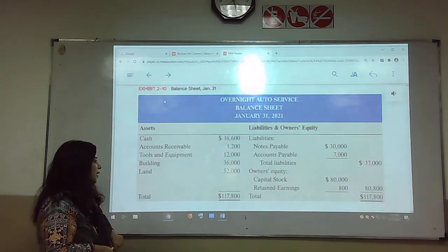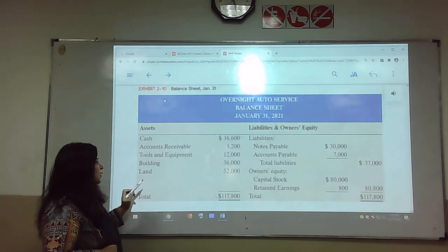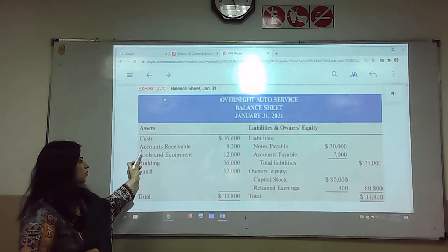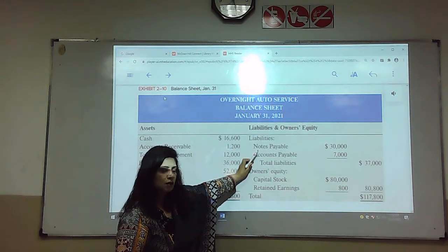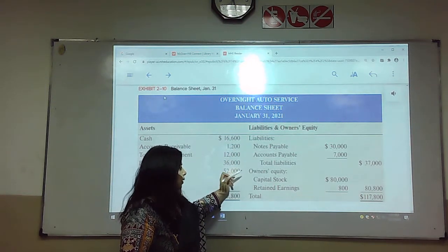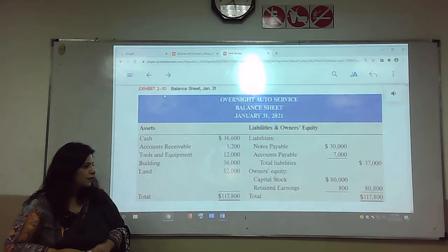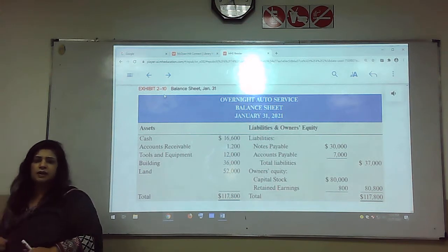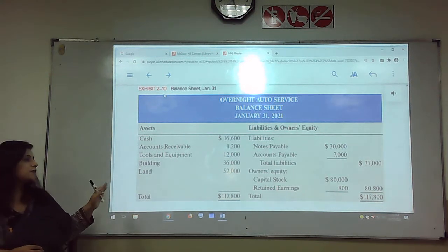But as you can see, land was 52,000. The building was purchased for 36,000. Tools and equipment was 12,000. Accounts receivable 1,200. And notes payable was 30,000, as we just saw a while ago. And we also have the capital stock as 8,000. And there are other transactions that you can simply tally. So the closing balance sheet would have all these figures placed inside.